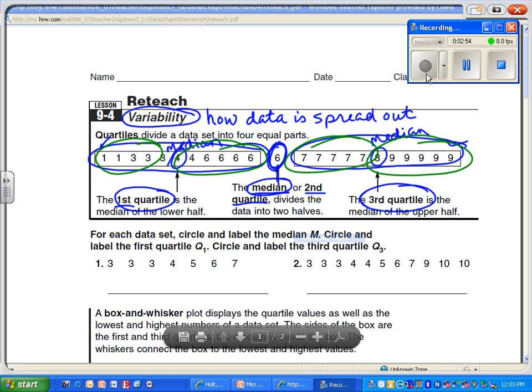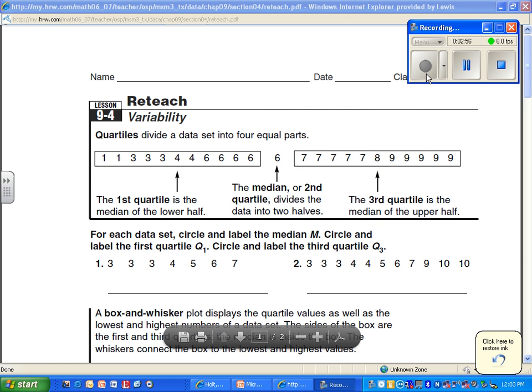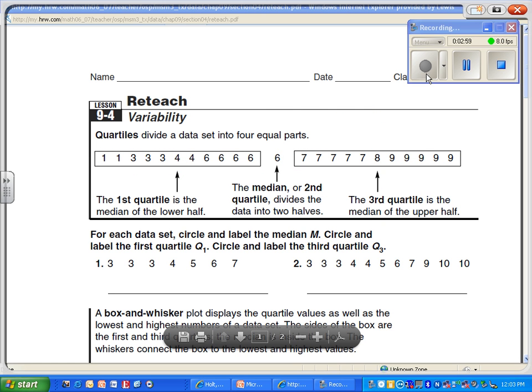Let me erase all this. We got a lot of writing up here. All right, so just make sure that you understand. We put our data in order least to greatest. Then we have our median of our data. Then we separate into lower and upper halves. Once we've separated our halves, we want to find the median of the lower half and the median of the upper half. The lower half median is called the first quartile. The upper half median is called the third quartile. So now we've got 3 numbers here: the first quartile, the median, and the third quartile.